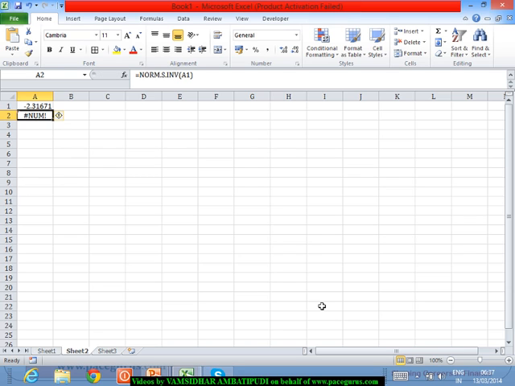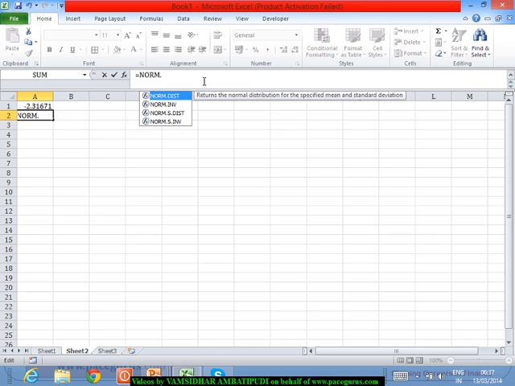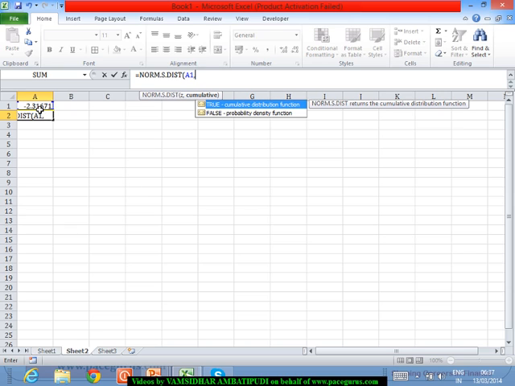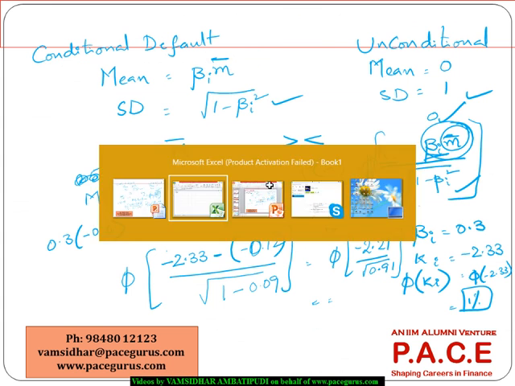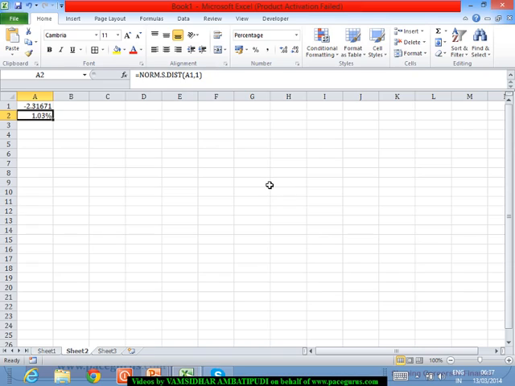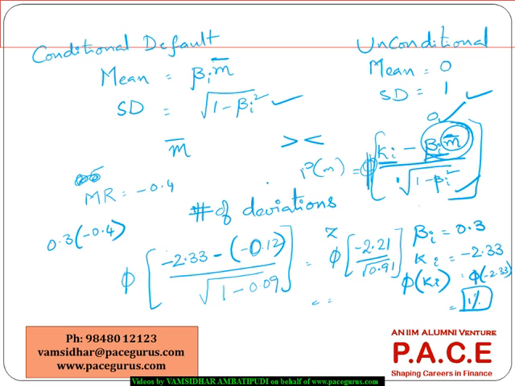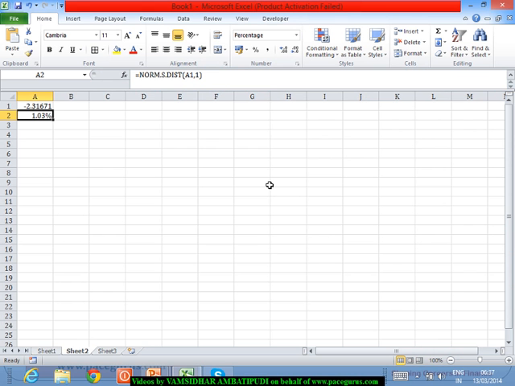It is giving me, okay, saying norm test. Okay, taking this minus 0.2231 minus 2.31, it's giving me 1.02%. In this case the probability of default has gone up slightly. Earlier, when it was minus 2, the unconditional probability of default was 1, whereas the conditional probability of default now is 1.03.